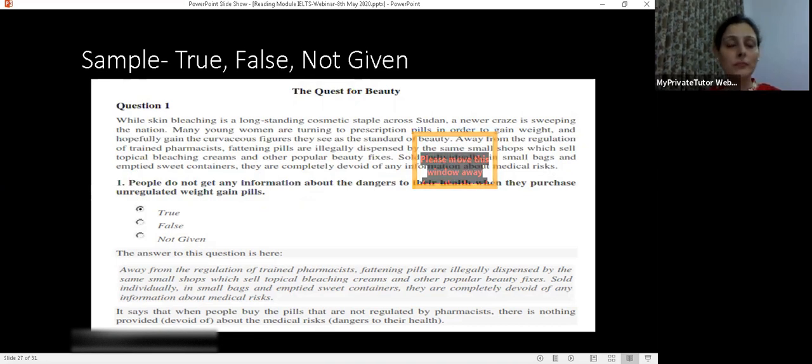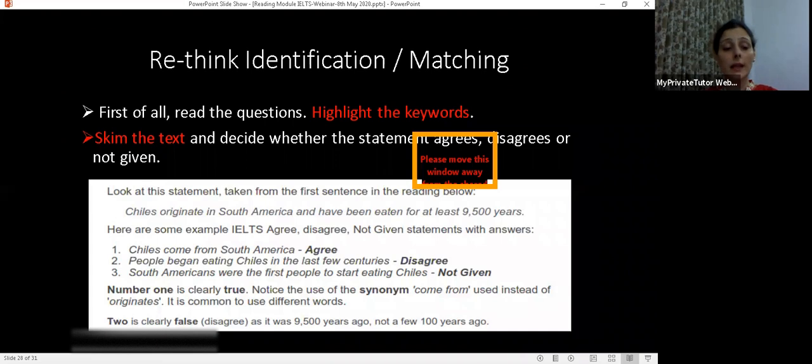You have to answer like that. First of all, know what you're looking for, then read the question and see what they are asking from you. You have to write true, false, or not given, whatever applies. But for this one, it is given in the passage, so it is true. And rethink identification and matching.